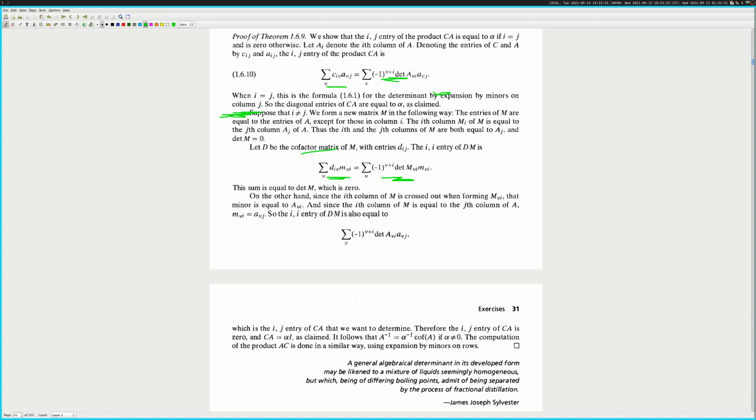So the ii entry of DM is equal to the sum over ν of (-1)^(ν+i) A_νi times the minor A_νj, where DM... Okay, so he's just doing substitution.